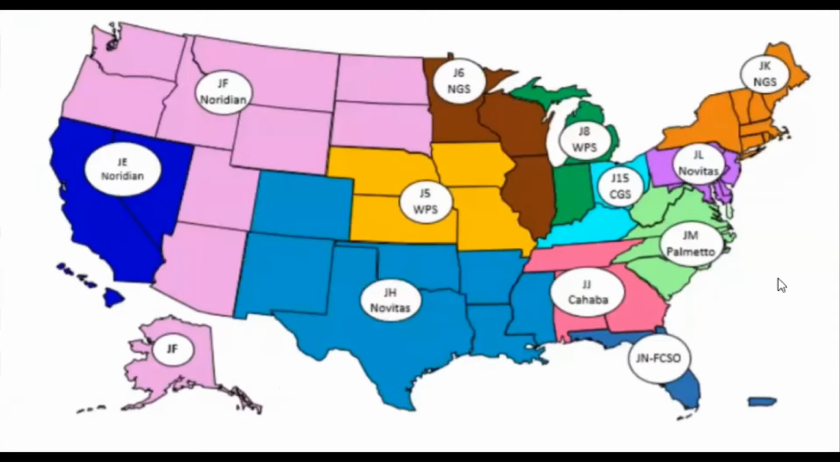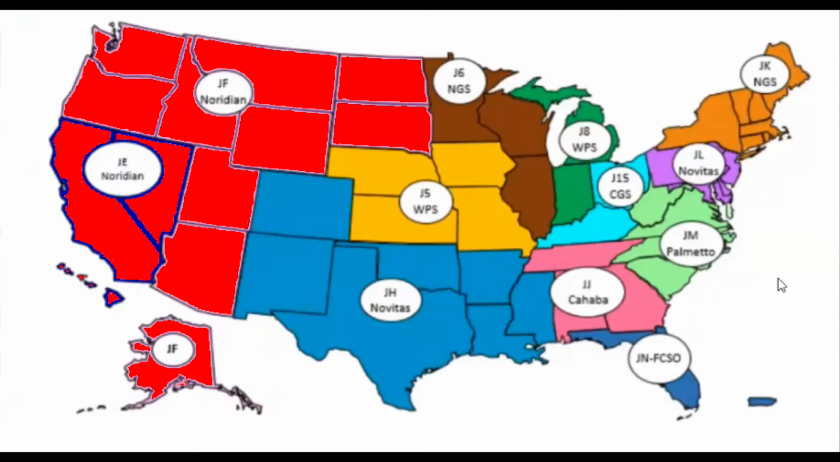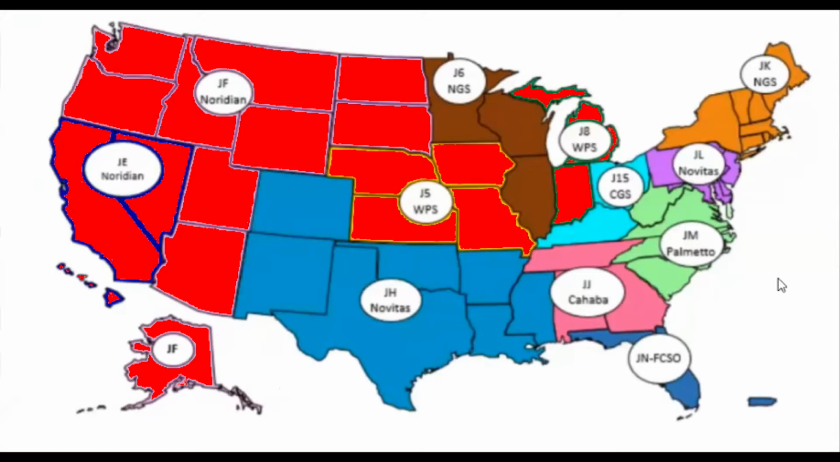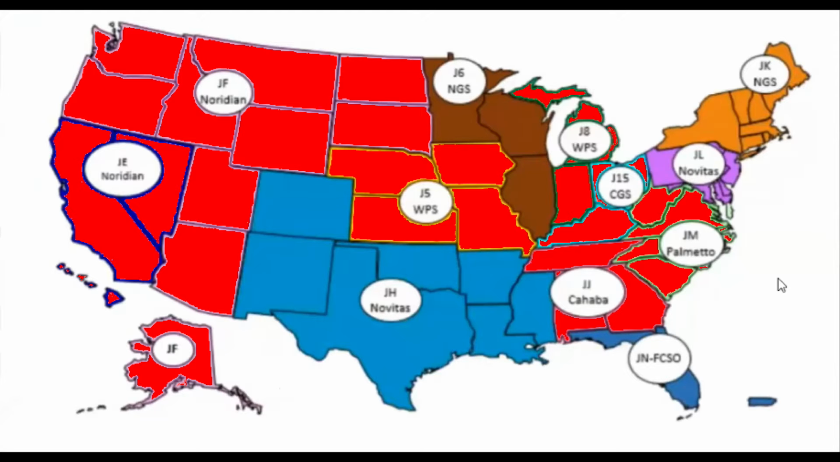Do these changes have an impact on my lab? Well, it has a very direct impact on your lab if you're in any of the Meridian states, any of the WPS states, any of the CGS states, and any of the Palmetto states. And remember, this Cahaba thing is actually now Palmetto. So if you're in any of those states, you now will be bound if you are doing RPP, UTI, STI, GI, meningoencephalitis, blood, infectious disease panels.